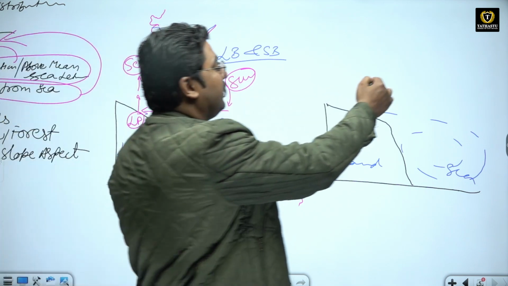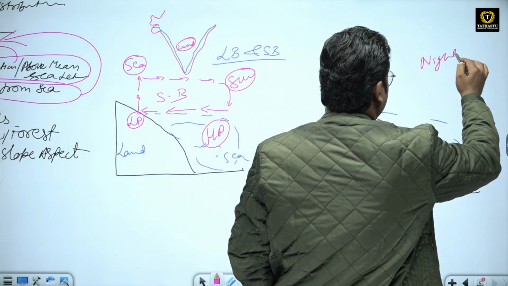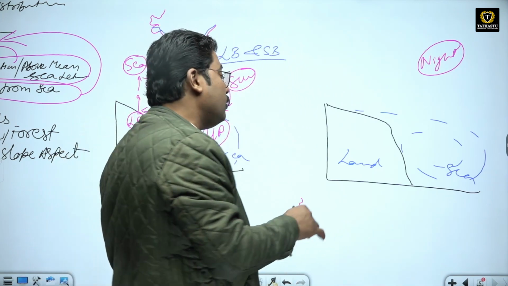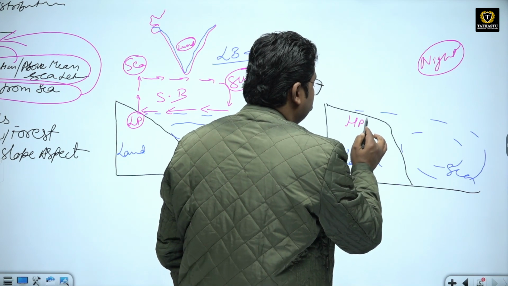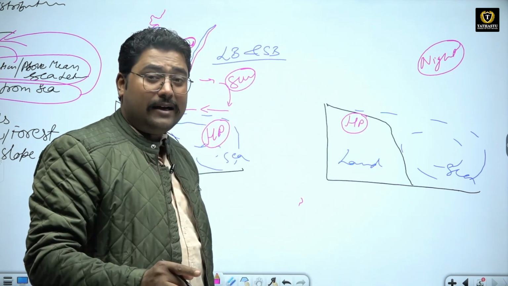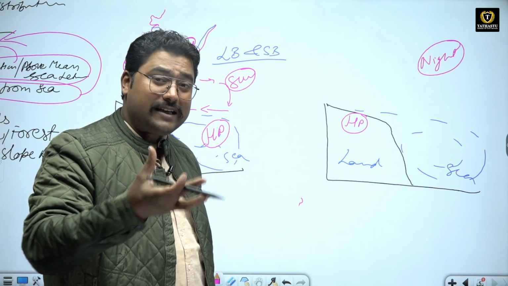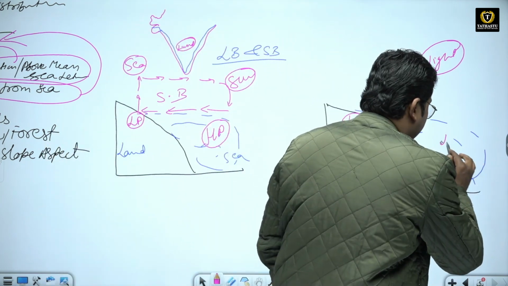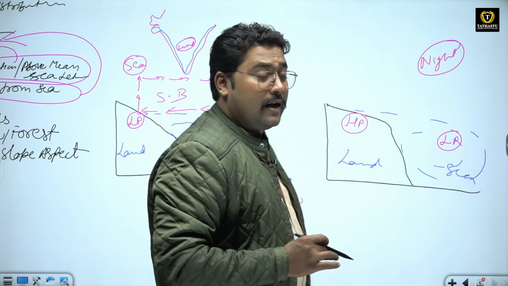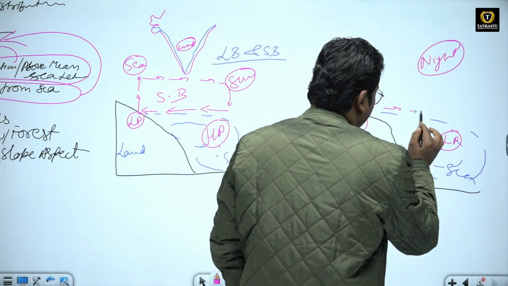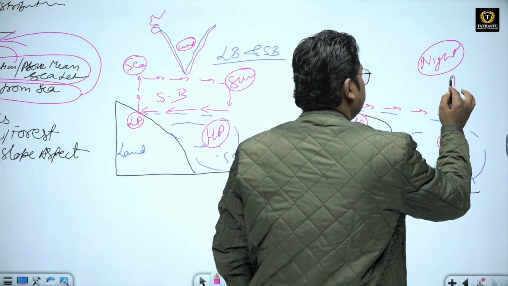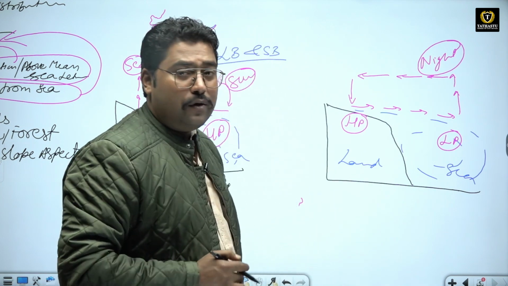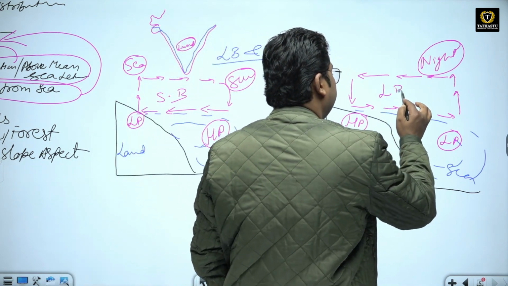Now during night what will happen? The sun disappears. Now the land will cool down very fast, leading into high pressure, and the whole day the sea has absorbed the energy. So now at night time it will become low pressure. Now the air, or you can say the wind, is going to move in the opposite cell from land to sea, which is considered as land breeze.